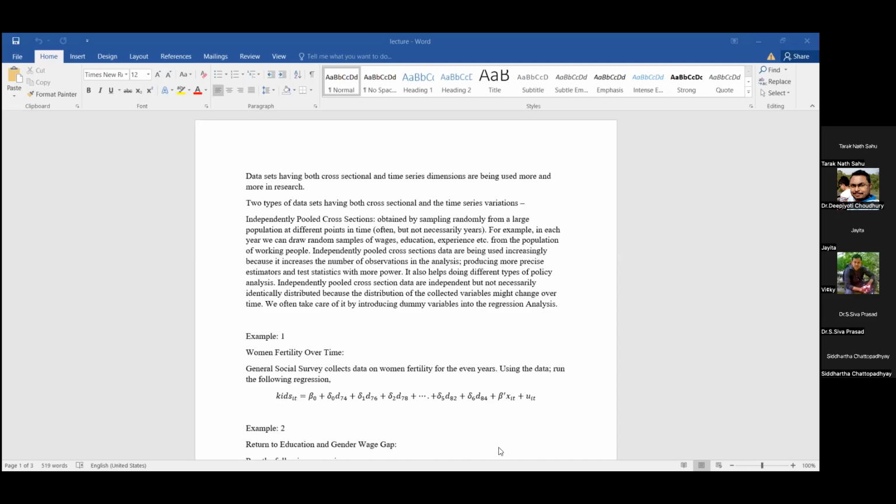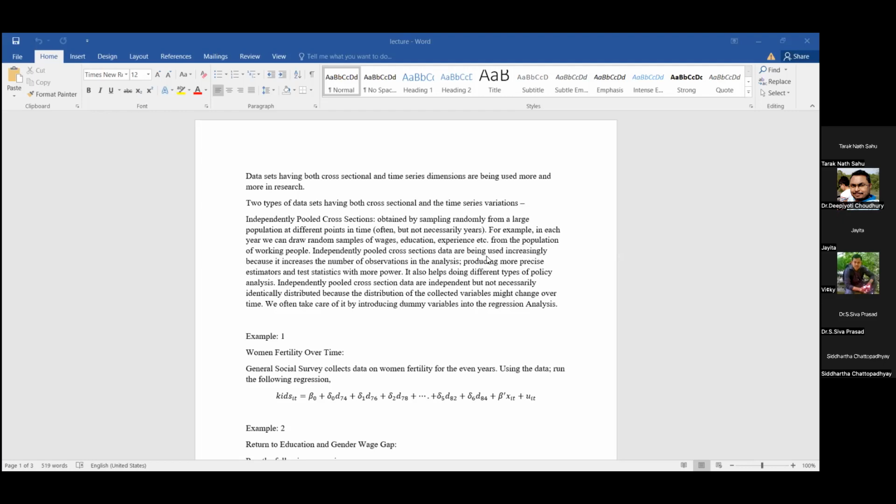One data set we generally call the independently pooled cross sections data set. It is basically obtained by sampling randomly from a large population at different points of time. So you have a large population and at different points of time, often but not necessarily in years, you randomly select data. For example, in each year, we can draw random samples of wages, education, experience, etc. from a population of working people. We can also collect data on house prices, a cross section of houses, and the geographic location of houses.